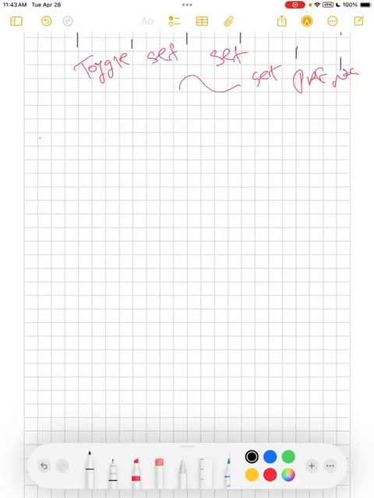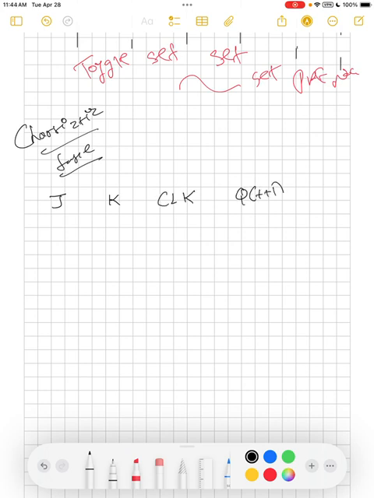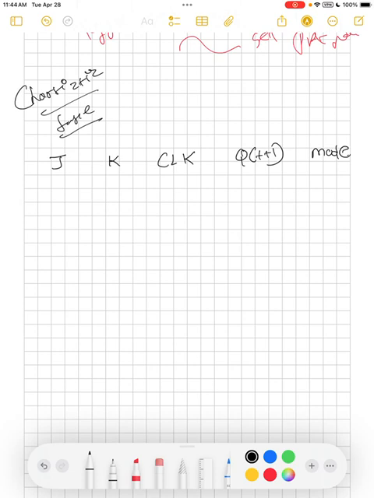So now we are going to do the characteristic table. For the characteristic table, we put J, K, clock edge, Q(t+1), and the mode. So this table also applies to the negative edge triggered JK flip-flop. So everything happens only at the falling clock edge.